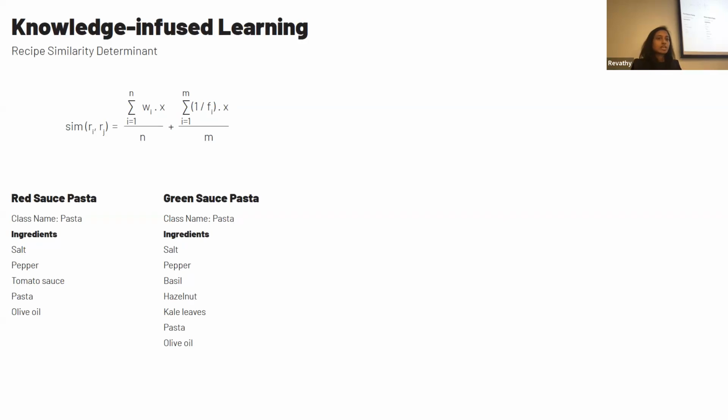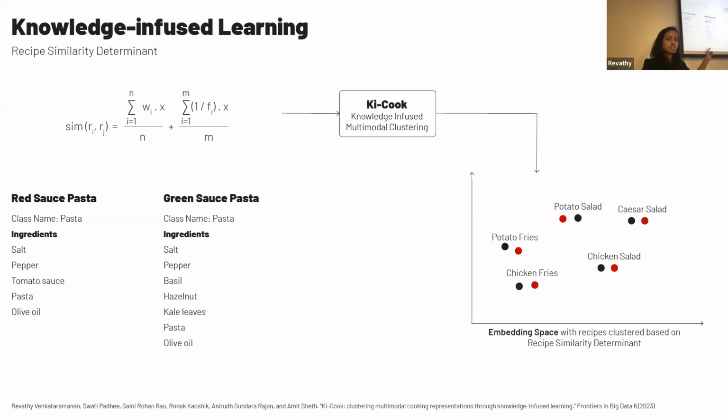That is where we came up with the recipe similarity determinant, and we followed an approach called knowledge infused learning. I'll tell you in a little bit what that is about. We came up with the recipe similarity determinant under the intuition that similar recipes have similar titles, similar sets of ingredients, and similar sets of cooking methods. This one accounts for counting those similarities and giving a semantic similarity score, which is infused into the model training process to arrange the recipes as we see here. They are not clustered, but arranged just based on their similarity.